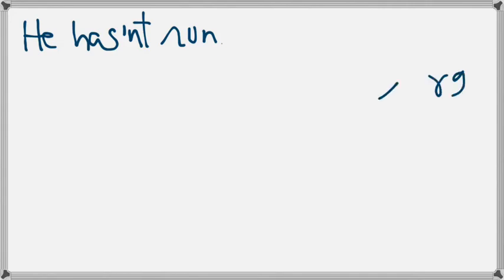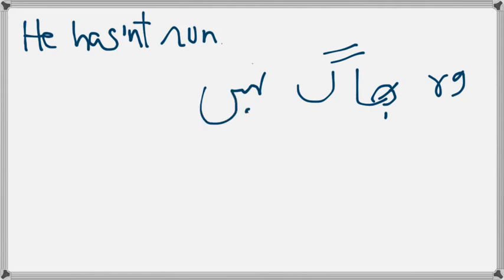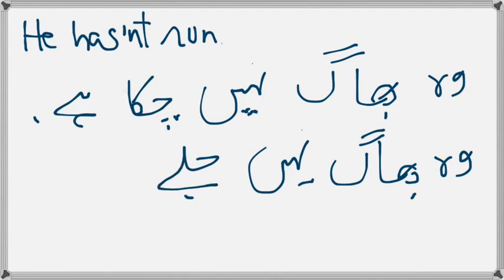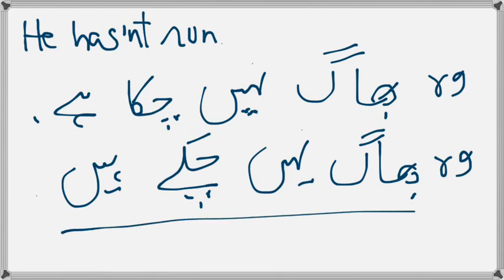He hasn't run. He has not run. वो भाग नहीं चुका है. And for respect, वो भाग नहीं चुके हैं. And if we want to say they haven't run, then we also use this sentence.